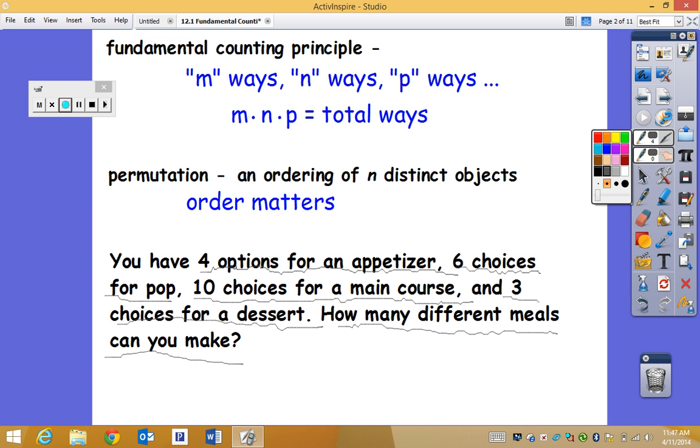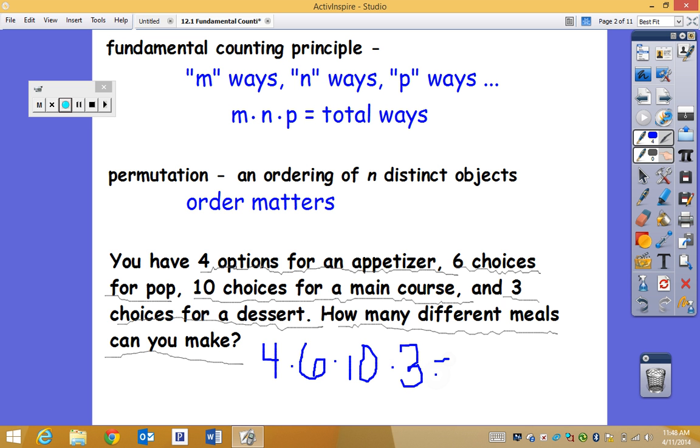What we're going to do is multiply. So we have 4 appetizers, we have 6 pop choices, we have 10 for the main course, and we have 3 desserts. We simply multiply those together, and that's going to tell us how many different meals we could create. That would be 720 different meal choices you could have with all of those.